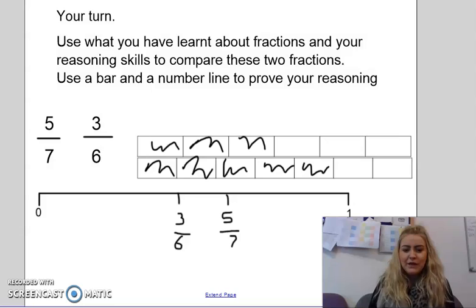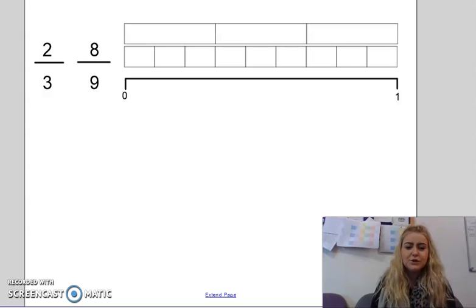How did it go? Did you notice that 3/6 was equivalent to a half? And then did you know that 5/7 was greater than a half? Did you manage to draw a bar and shade in the equal parts? And did you manage to draw a number line and place them on there? Were they something similar to what I did? Next one, we've got 2/3 and 8/9.